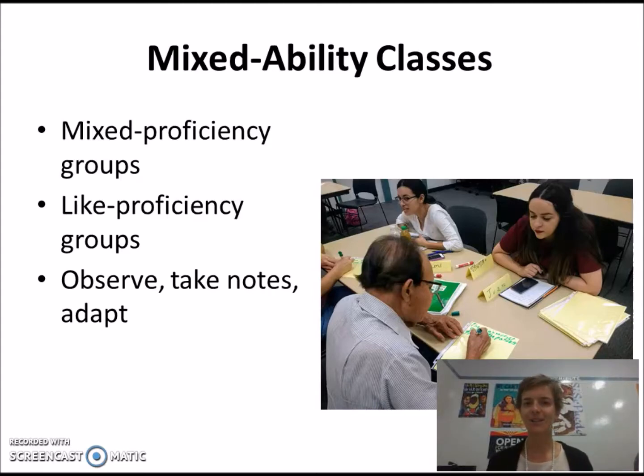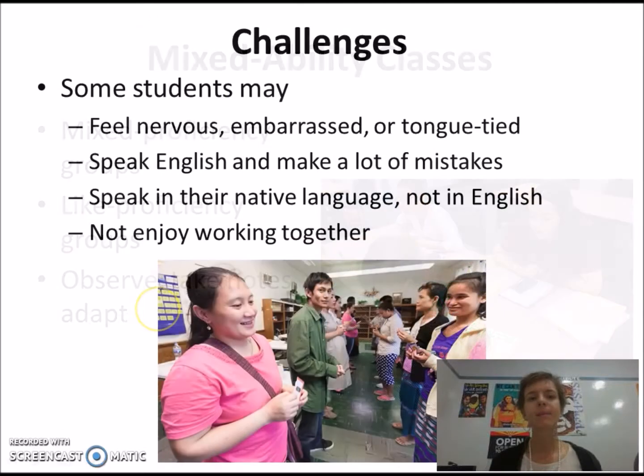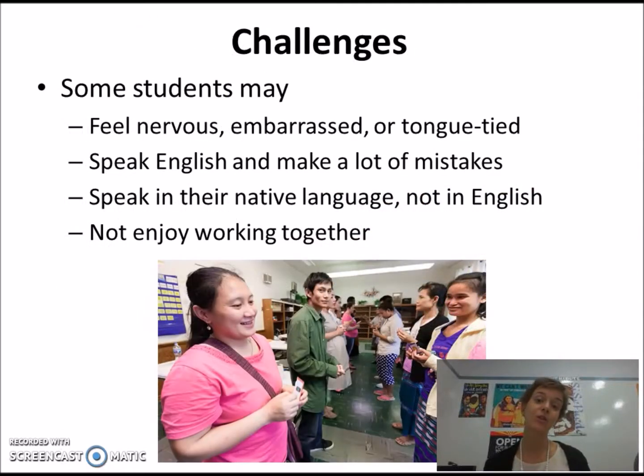You don't have to get this right off the bat. This takes learning about your students, learning about who's there on that particular day, and reflecting and changing as you go forward. Some common challenges are that students might feel nervous or embarrassed or tongue-tied. They might speak English and make a lot of mistakes, or they might revert to their first language and not use the English that we want them to use, or they just may not enjoy working together. And we'll address all of these in later newsletters.